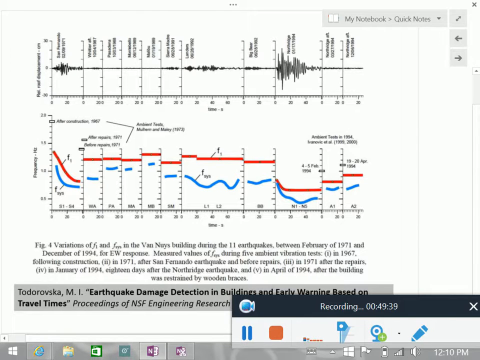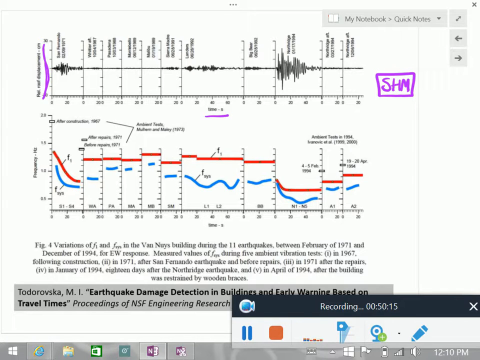Now, this is an application in structural health monitoring. So what you would see here is the y-axis. Let's look at this carefully. On the top, we are seeing a history of different earthquakes. So the x-axis is time, y-axis is the roof displacement of a building. And then those are different earthquakes.